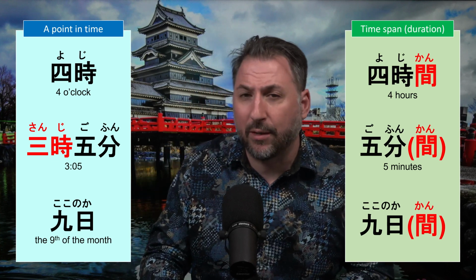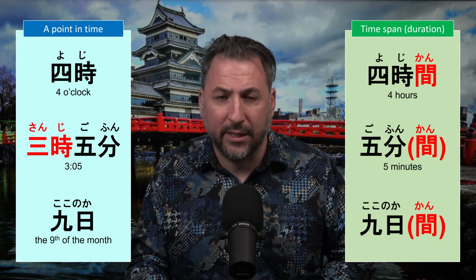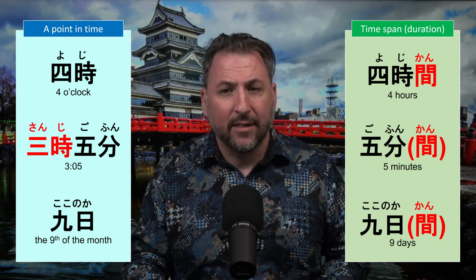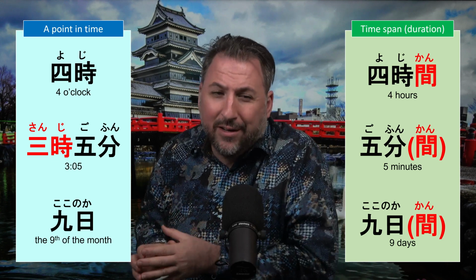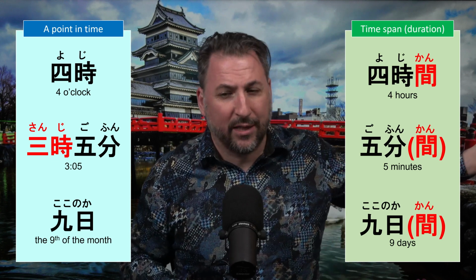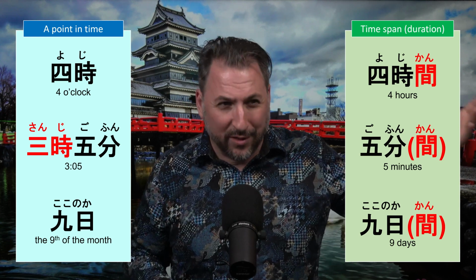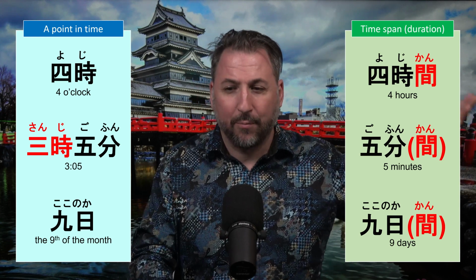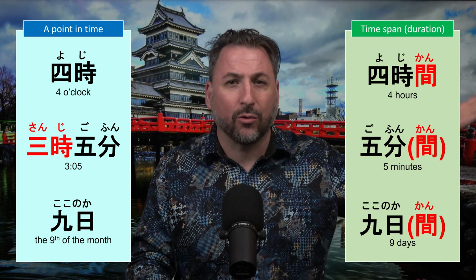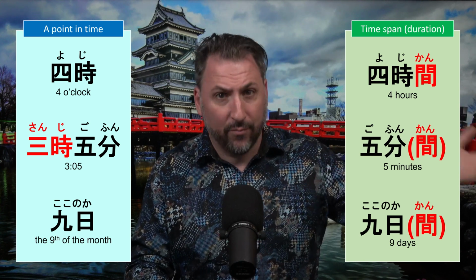Okay, and the same thing with this. Kokonoka kan means a period of 9 days. Now, if the kan is not there, it's possible that they will think you mean the 9th of the month. If they're not paying attention, they will. Most of the time, context will get you there. But if you add kan and say kokonoka kan, it definitely means 9 days.